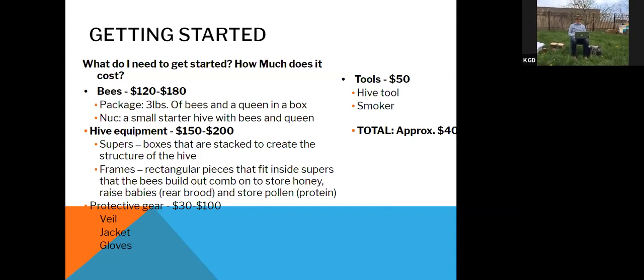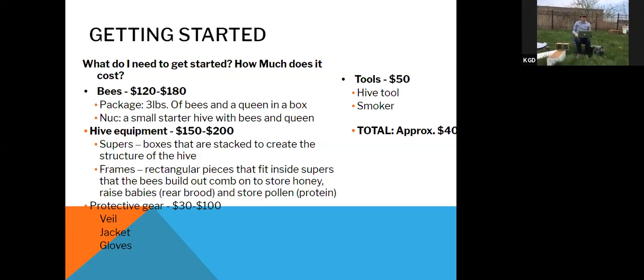A package would be a box that looks like this. If you look up at what I'm holding up here, it's about the size of a shoebox that you would get bees in. You order them at a specific time, usually between December and February or March, and you pick them up usually in April or May. This had 3 pounds of bees in it. The other option is it coming in a nuke or a nucleus hive, which is a small hive starter.